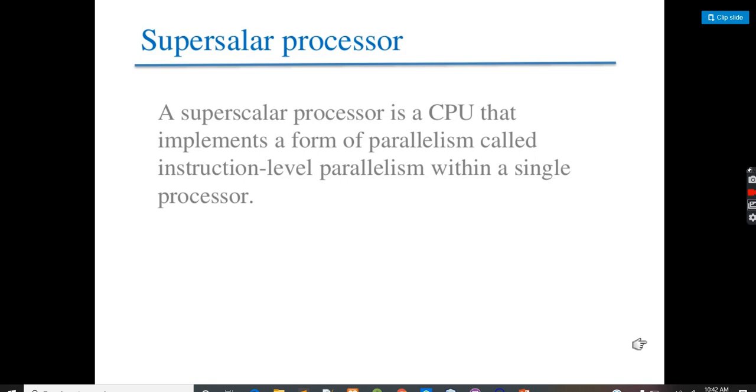Good morning, students. Our topic today is the superscalar processor. In a superscalar processor, what exactly is the term? A superscalar processor is a CPU that implements a form of parallelism called instruction level parallelism within a single processor.